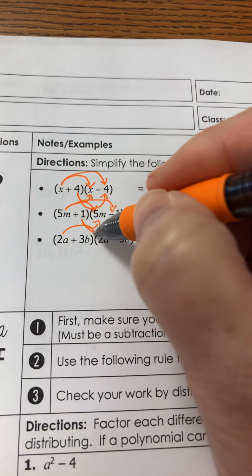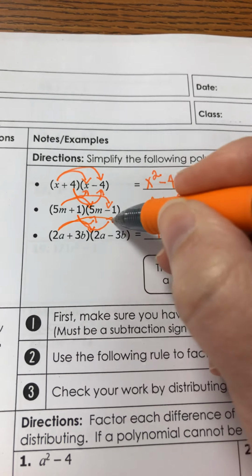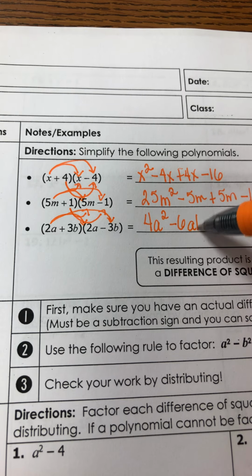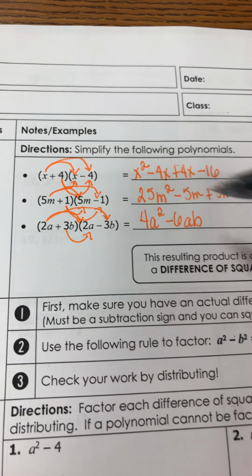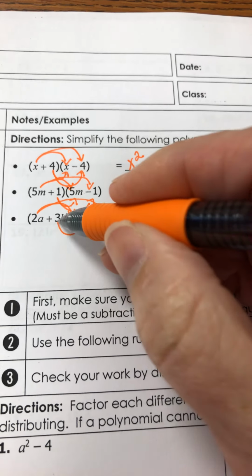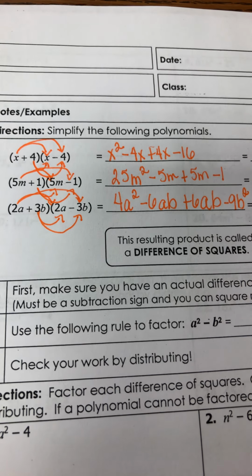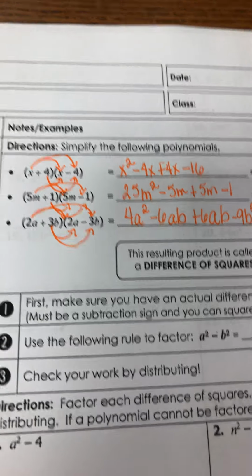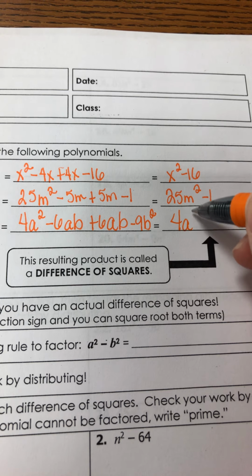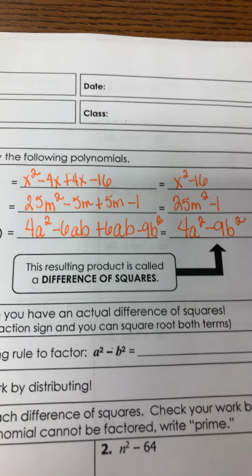Okay, let's do the same thing here. 2 times 2 is 4. When you multiply with the same base, add your exponents. 2 times negative 3 is negative 6. A times b, put those in alphabetical order. 3 times 2 is a positive 6. B times a, put those in alphabetical order. 3 times negative 3 is negative 9. B times b is b squared. Multiply with the same base, add your exponents. Middle terms are opposites again, so they're going to cancel out to 0, leaving us with 4a squared minus 9b squared. And those are our results.